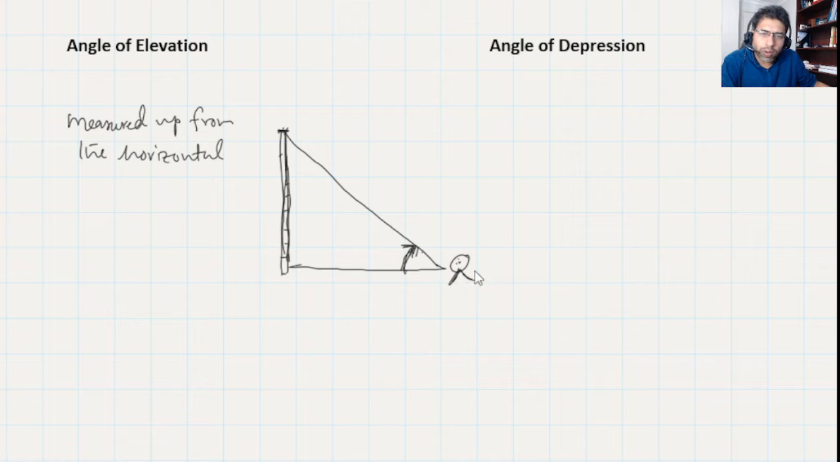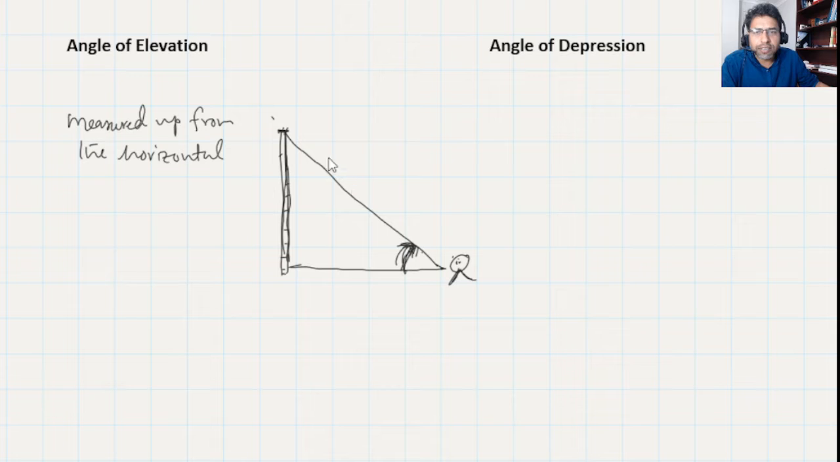So you see, always the angle will be at the point where the observer is observing, so that point would be the angle, and the angle is always between the object and the horizontal line, right? Now, how about the angle of depression? From the term itself, you know depression means going down, right? So it means measured down.